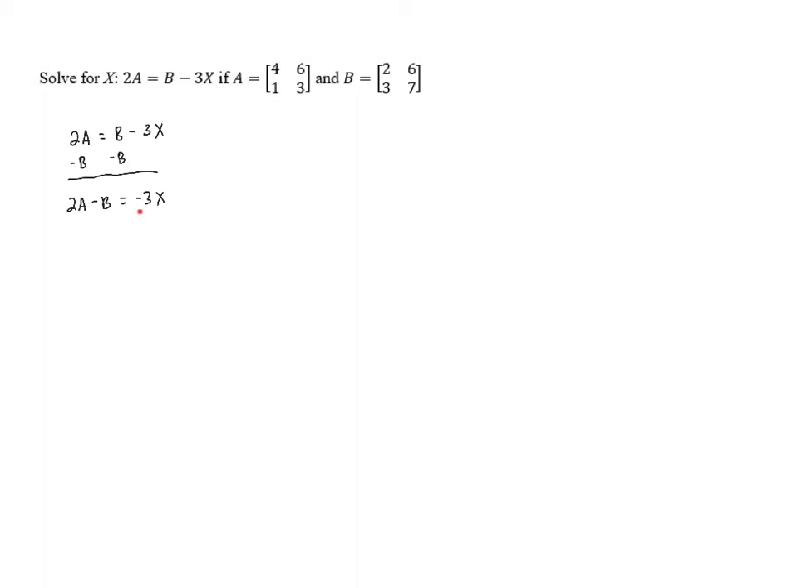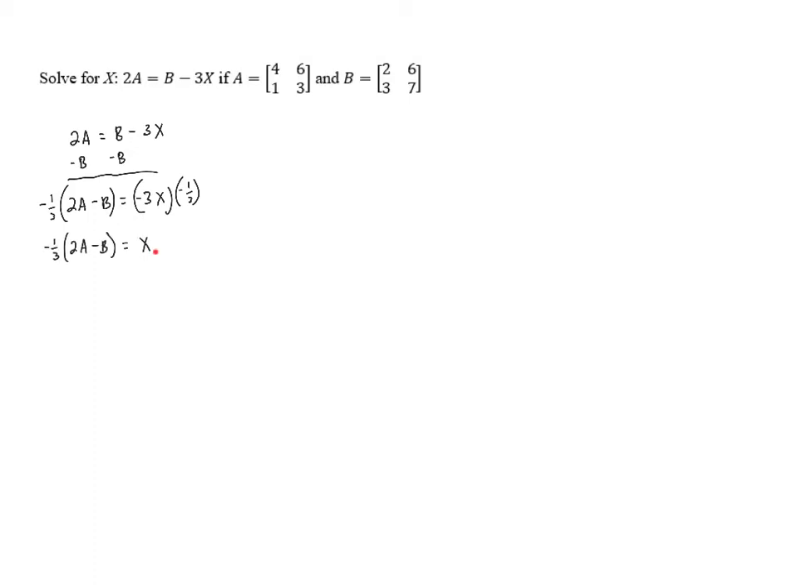To get the x alone, we need to get rid of this negative 3. We could do that by dividing both sides by negative 3, but with matrices we generally tend to talk about multiplying, and so the way that we can do a multiplication that's the same as dividing by negative 3 is by multiplying both sides by negative 1/3. If we do that on the right, a negative times a negative is a positive, and 3 times 1/3 is 1. So we're just left with x. And then on the left, we just have negative 1/3 times the quantity 2A minus B.